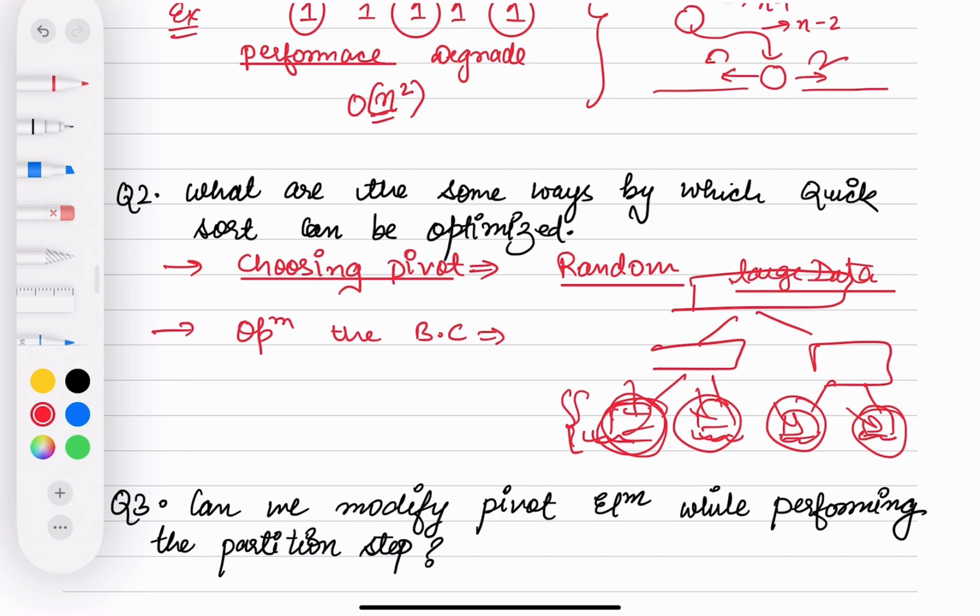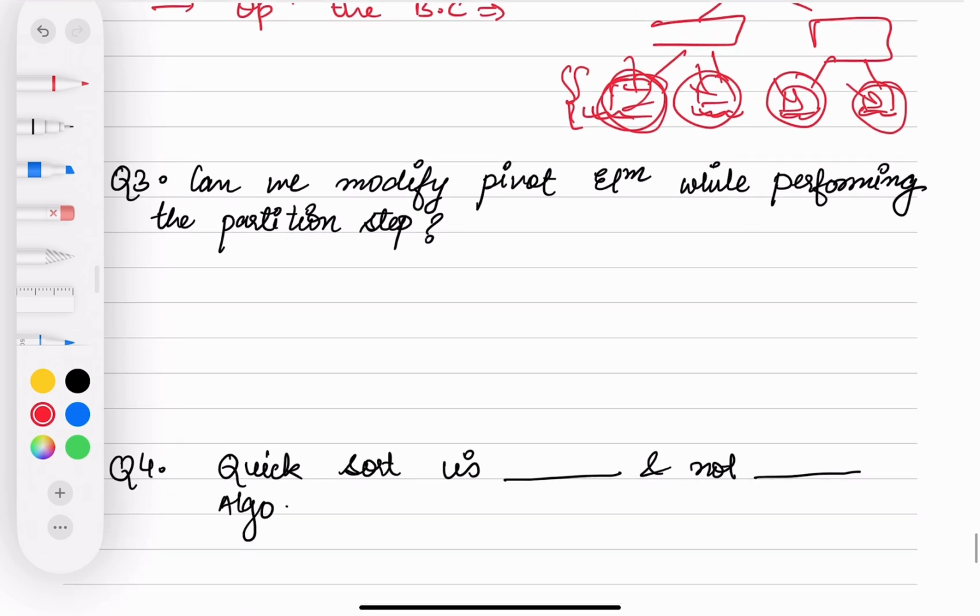So what are the ways to choose the pivot carefully? In case you don't want to look at the array to choose the pivot, the best way is to choose the pivot randomly. Can we modify the pivot element while performing the partition step? Yes. If you remember, I have taken some examples where I have changed the pivot also. In some examples, I have changed the initialization also. In some examples, I have taken infinity as boundary conditions, and in some of them, I have not taken infinity as a boundary condition.